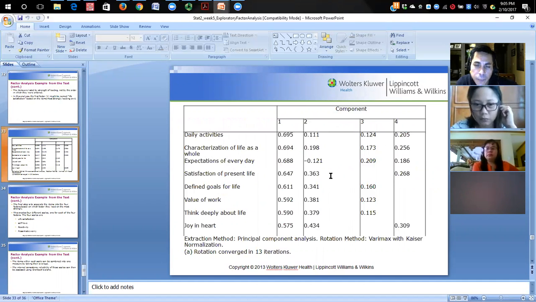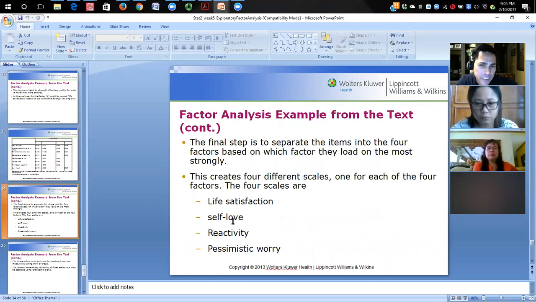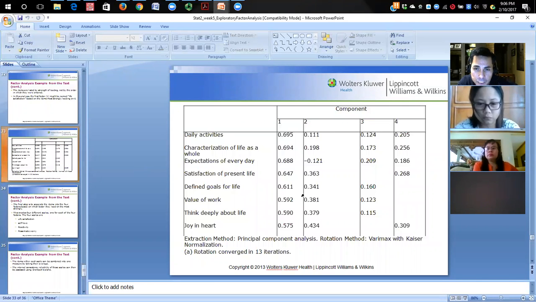Because it doesn't make sense to me that the 0.1, 0.19, 0.36 are the factors for self-love. They call the second subscale self-love, the third subscale reactivity, and then the fourth subscale is pessimistic worry. I think the limitation of the slides that are shared by the authors of the book is that it did not show all the 30 items. So the items here on the left are reflective of what I would call life satisfaction. They make sense.